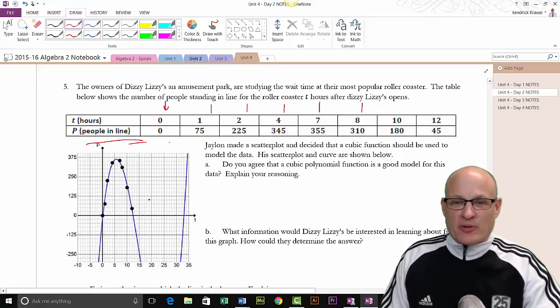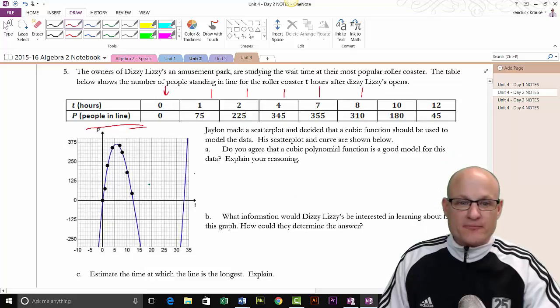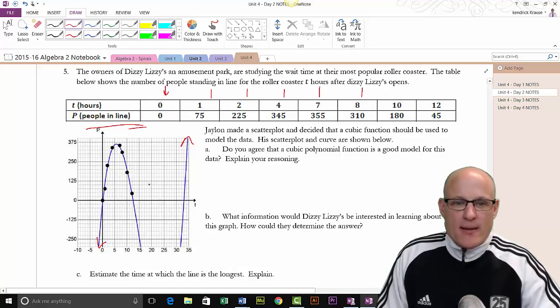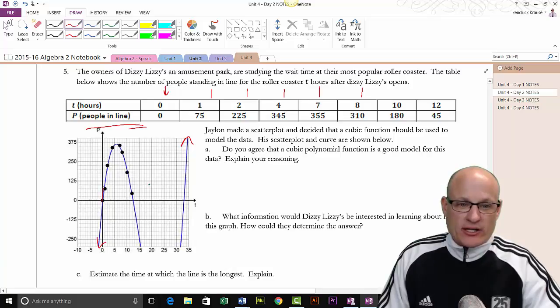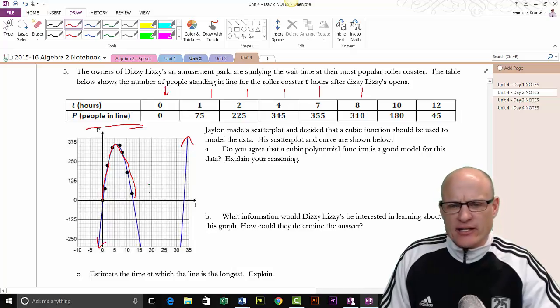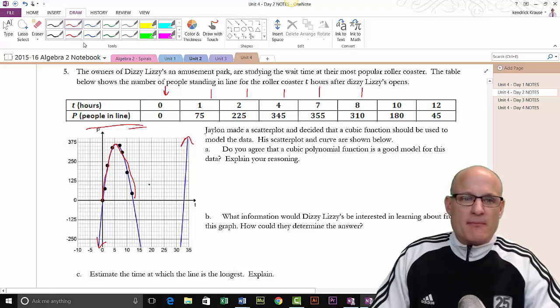So she makes this scatter plot, and she determines that it's a cubic function. Do you agree that it's cubic? Notice it's going down in this direction and up in this direction. So yeah, it's got a cubic function that can model this behavior. Now, we're really only interested in this part right here, which is just a quadratic, but that's okay. I'm going to use a cubic to model this behavior.